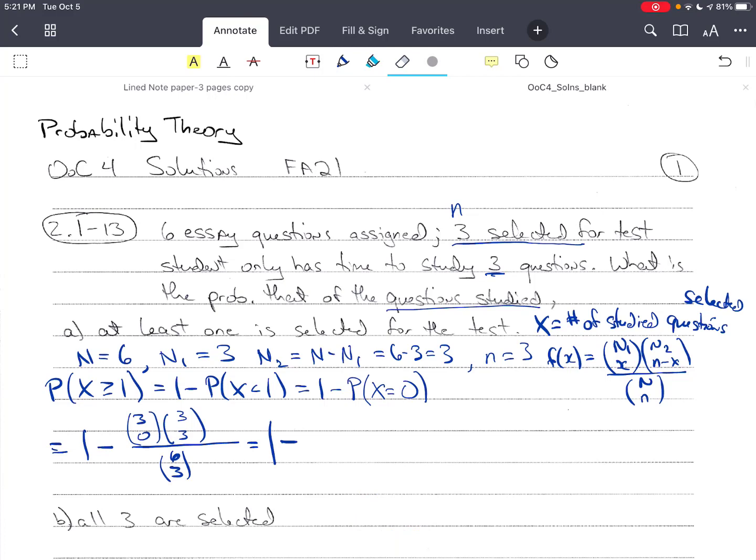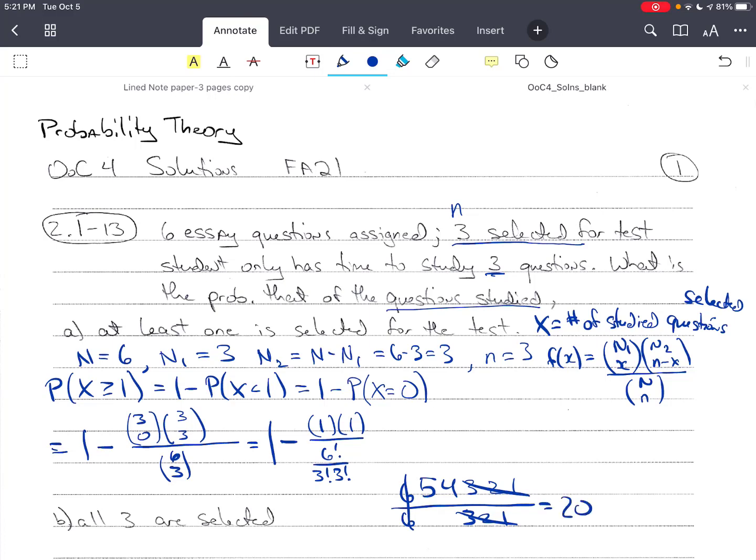Likewise, 3 choose 3. There's only one way we can do this. So this is 1 times 1. And then we have 6 choose 3. This is going to be 6 factorial over 3 factorial, 3 factorial. And so 6 factorial is 6 times 5, 4, 3, 2, 1. And then I have 3, 2, 1 for 3 factorial, and then 3 factorial again, which is 6. And so I'm going to have 20. And so this is going to be 1 minus 1 over 20, which is going to be 19 over 20. And that is our answer.